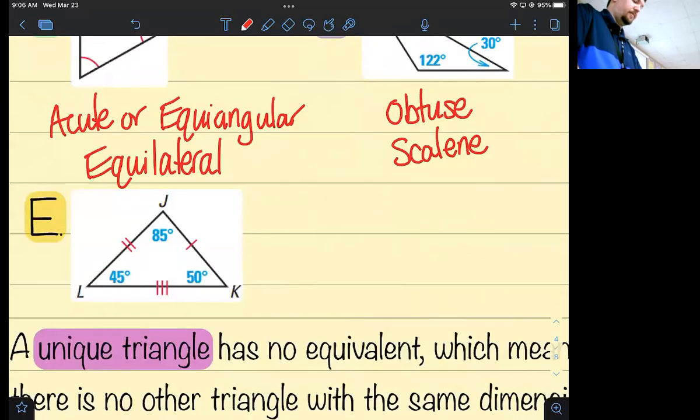In example E, are any of the angles 90 or above? No, not here. 85 is as big as it gets. Is 85 a right or an obtuse angle? No, less than 90. So they're all 3 acute. This is an acute triangle. Obviously not equal angular though, just acute. Are any of the sides the same? No, because none of the angles are the same. So this is acute, scalene.